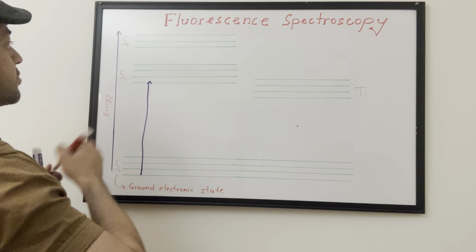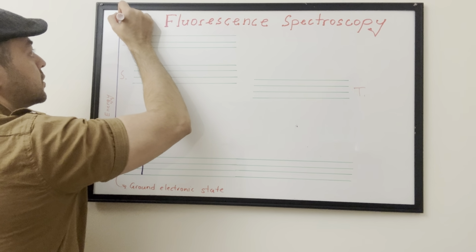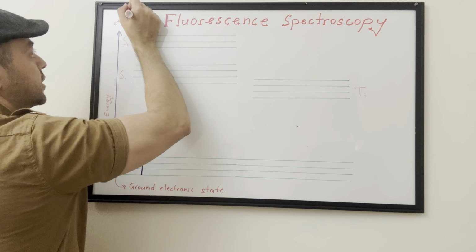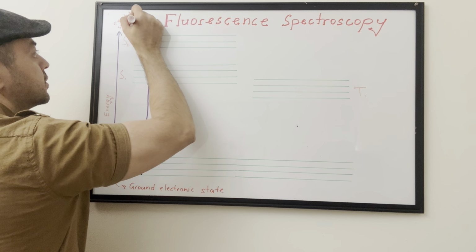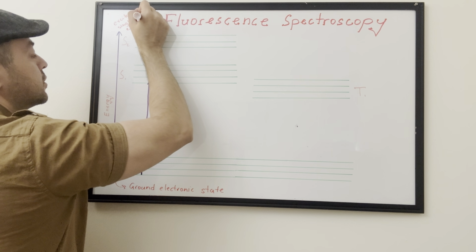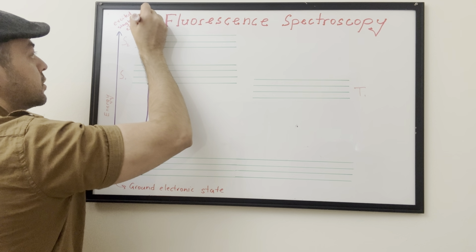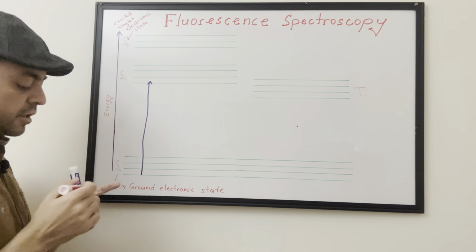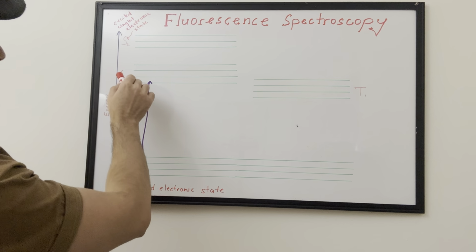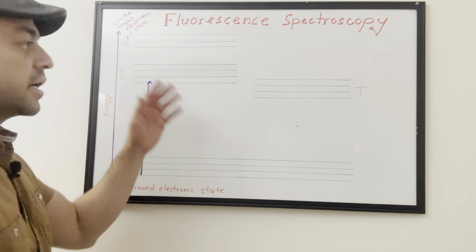I'm going to go ahead and write this: excited singlet electronic state. I'm just going to point an arrow. As you see here, we have S1, S2, and S3, S4, and so on. It goes up and up.